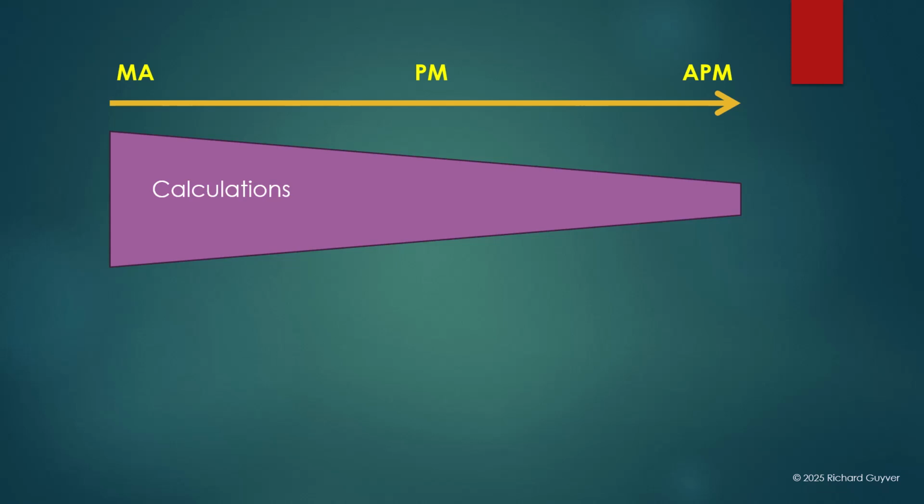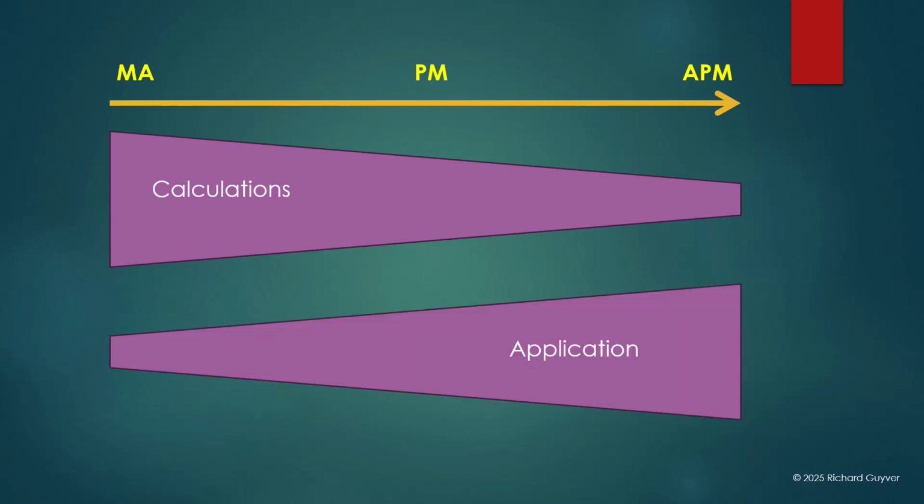If we think about calculations, at MA level there are more calculations, and I think they're a bit more complicated. As you go through PM and into APM, the calculations get fewer and a bit simpler. But the application aspect changes the other way around. At MA, there's very little application. At PM, there's more application. And at the APM level, the focus is really on application. So that's how the transition occurs across the three management accounting areas.